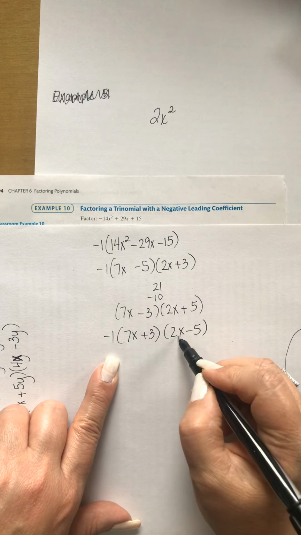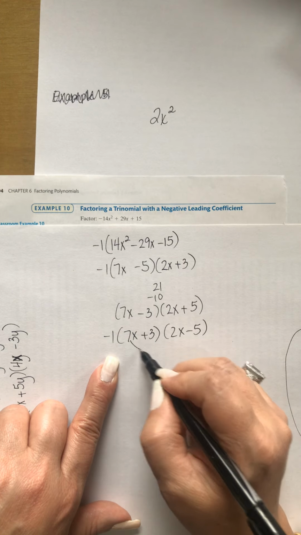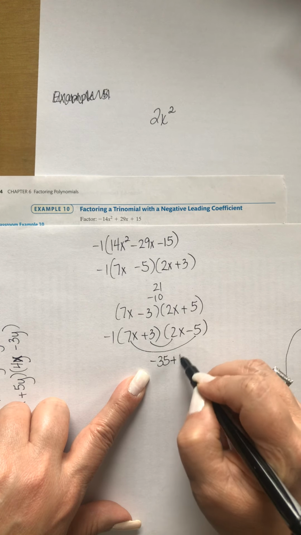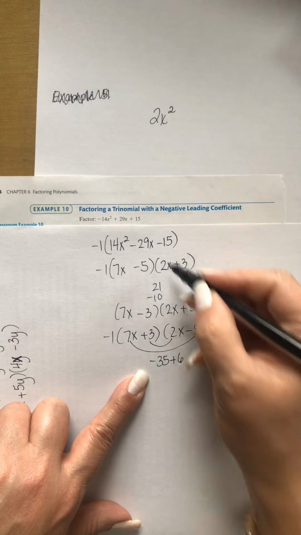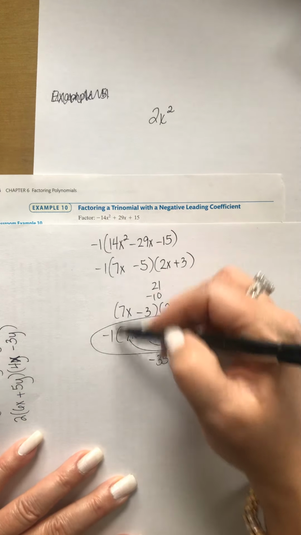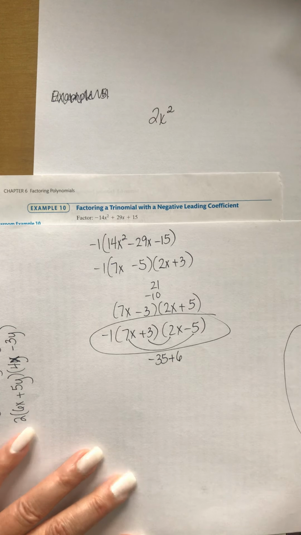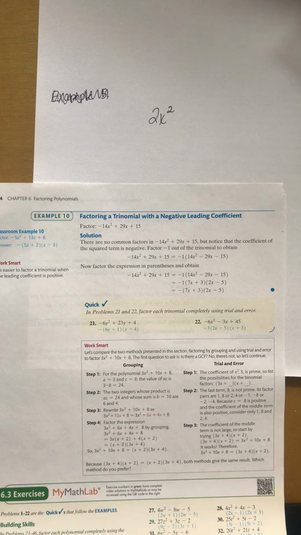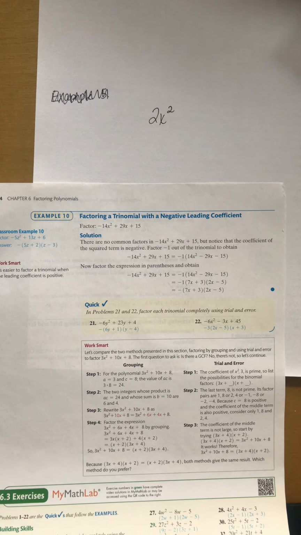So 7x times 2x is 14x squared. This is negative 35. This multiplied is positive 6. And that gives me our negative 29. So don't forget to bring down that negative 1 that you pulled out. And that's section 6.3, factoring polynomials where the A value is not a 1.